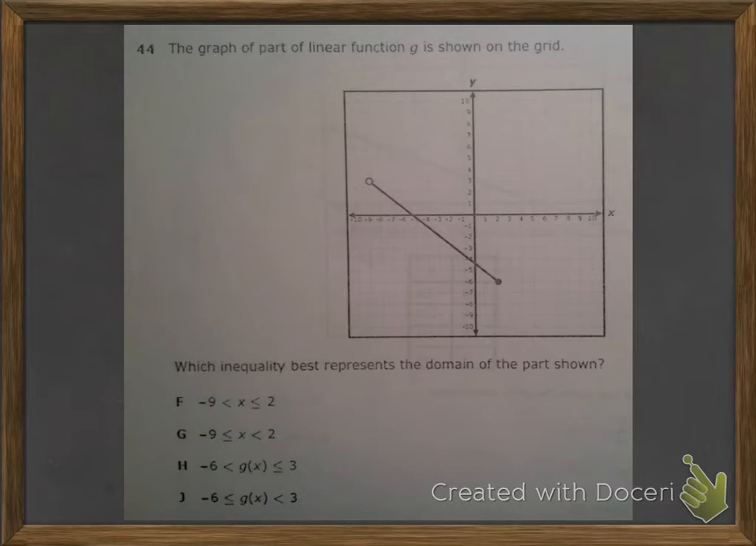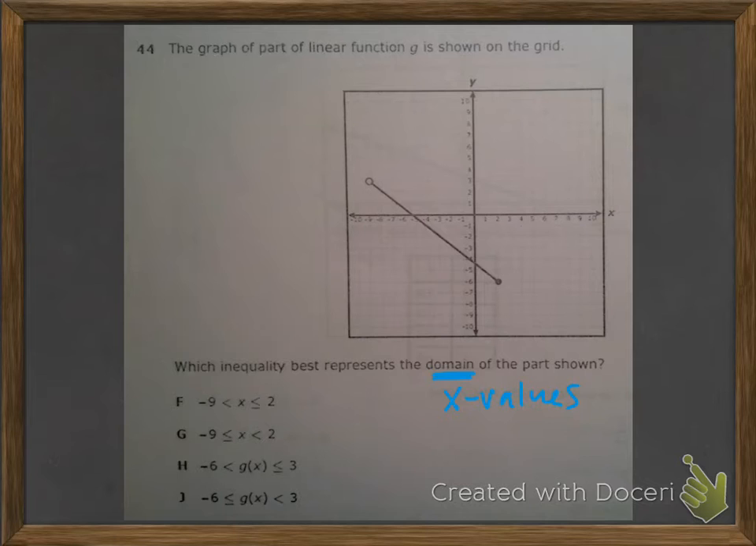Page 1, number 44. The graph of part of linear function g is shown on the grid. Which inequality best represents the domain? Remember, the domain, these are our x values. These go from left to right on a grid. The range would be our y values, and those go from bottom to top.